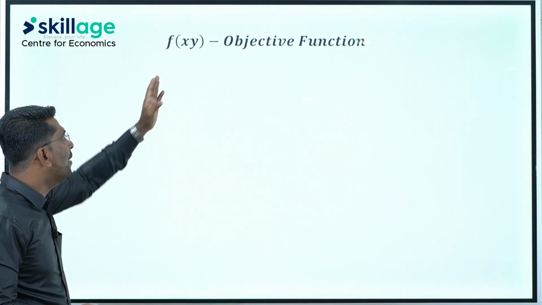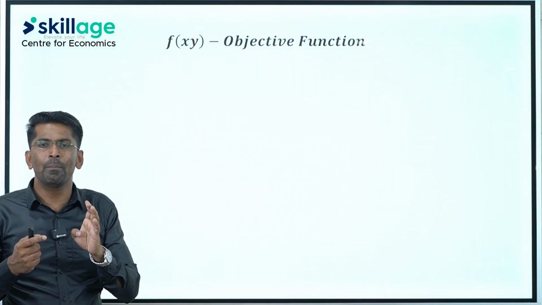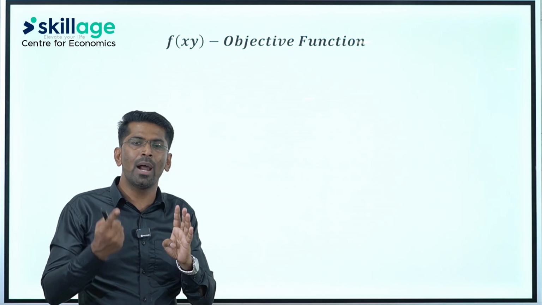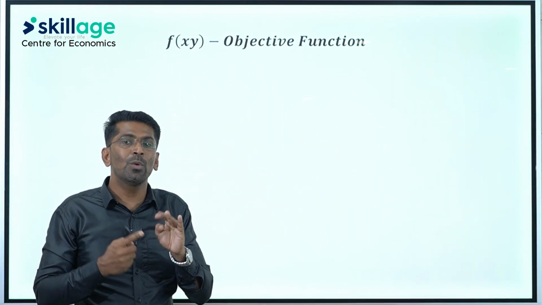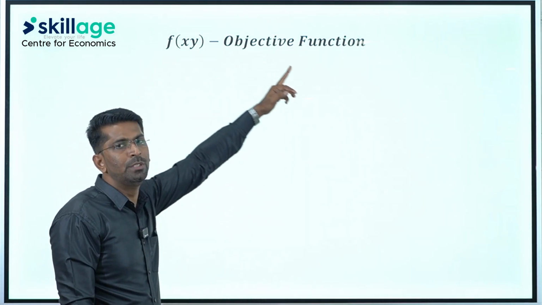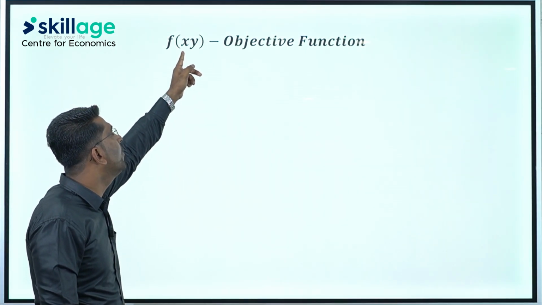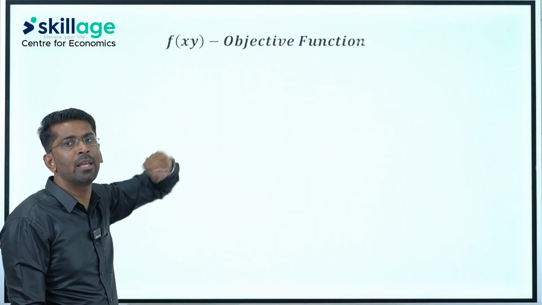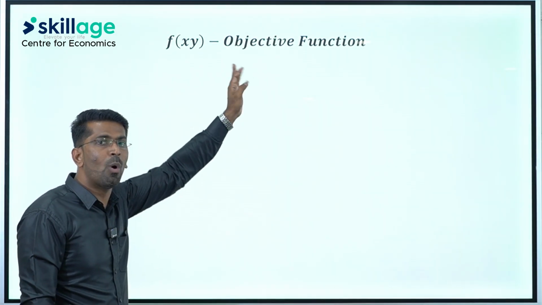See, we have an objective function, that means we want to maximize profit, we want to maximize output, we want to maximize revenue. Whatever we want to optimize, that function is generally known as the objective function. For example, I am writing a given function which is a function of x and y. We have 2 independent variables x and y, and this is the objective function.